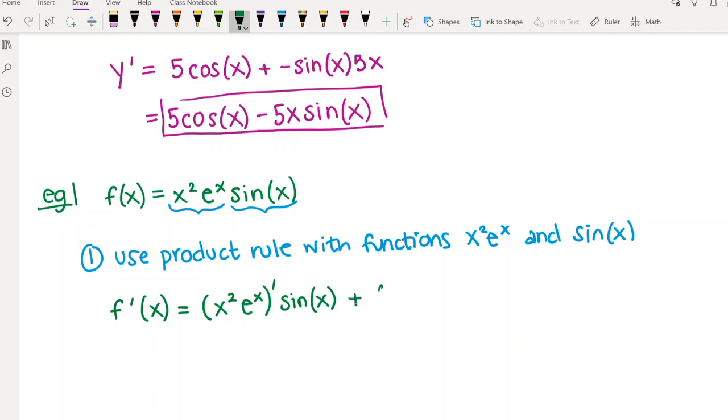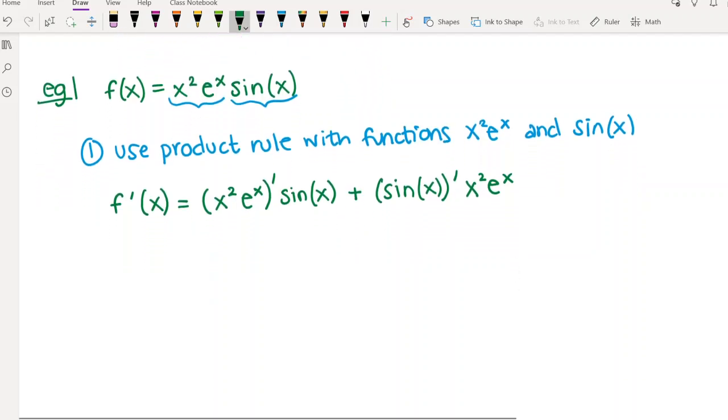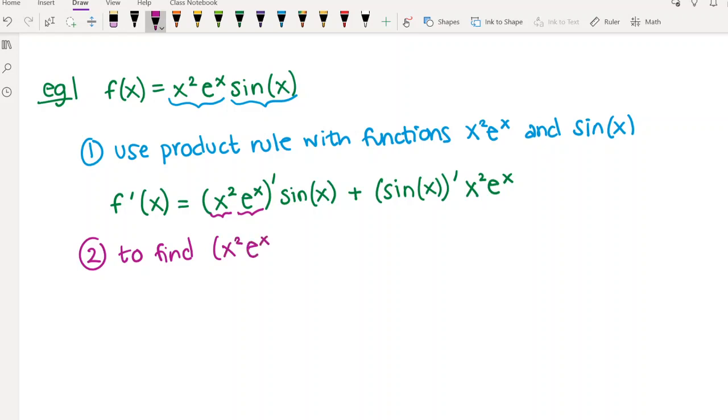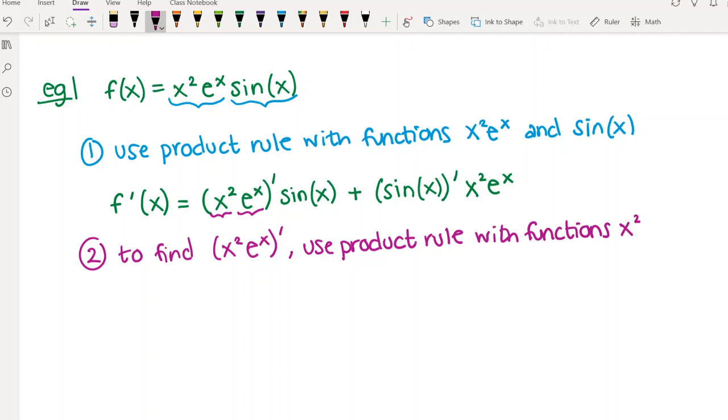And then we multiply that with sine of x. And then we're supposed to take the derivative of sine of x and multiply it with the first function, which was x squared e to the x. So now we can go in and take the derivatives here and here, and we'll see that in the second step, we're going to have to use the product rule again, where now we're going to be thinking of these as our two functions. So next, in order to find the derivative of x squared e to the x, we're going to use the product rule again with functions x squared and e to the x.